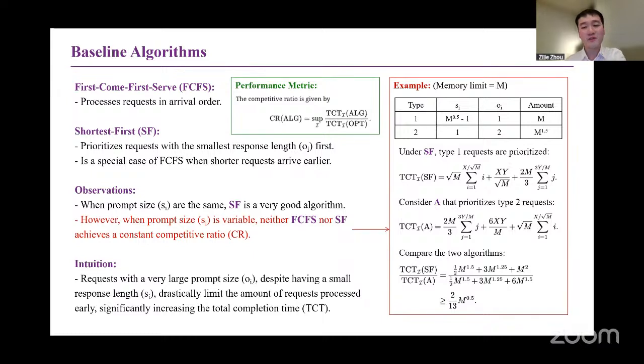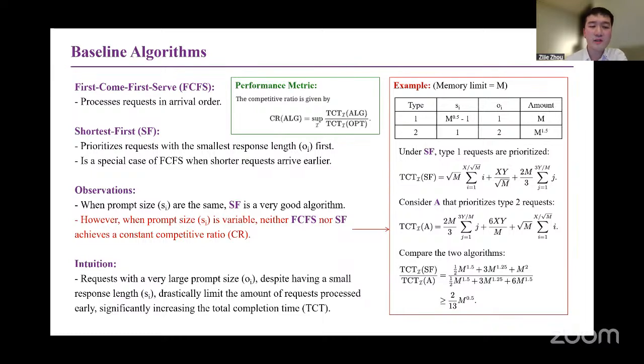Here, let me give a very quick example. Let's think about the shortest first algorithm, where we prioritize requests with smaller response length o_i first. Let's see this example on the right. Now I have two types of requests arriving at t equals 0. The first type has a prefill size equal to m, the memory constraint, minus the square root of m minus 1, and its output length is just 1. There are m of these type 1 requests. For type 2 requests, the prefill size is 1 and the output length is 2, and there are m to the power of 1.5 of these type 2 requests.